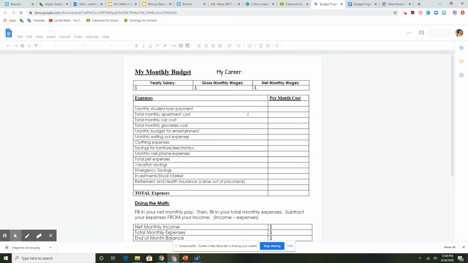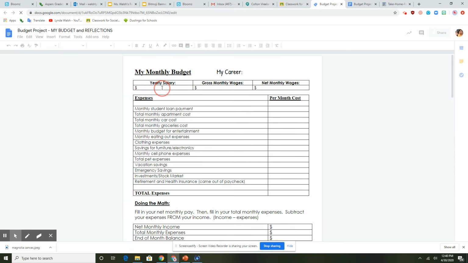So when this opens up, sorry for the delay, up at the top, you're going to have your yearly salary. So that's what you're going to get from your income page. Your gross monthly wages, that is also from your income page. That's before deductions. And then your net monthly wage, that's after deductions, right over here. It's frozen. And then you're going to put your student loan payment right here, your student loan payment.